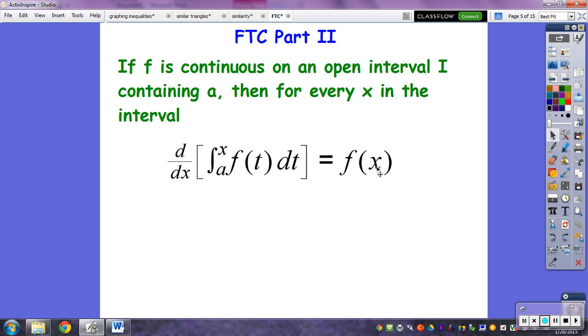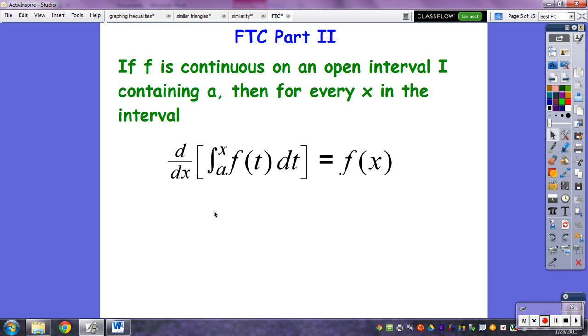The second part states basically that the derivative and integral are inverses. So if f is continuous on an open interval I containing a, some constant, then for every x in the interval, the derivative of the definite integral from a to x of f of t dt with respect to x equals f of x. So it's almost as if this derivative and this integral cancel each other out, and you take your upper limit of integration, and instead of writing t, you write x.